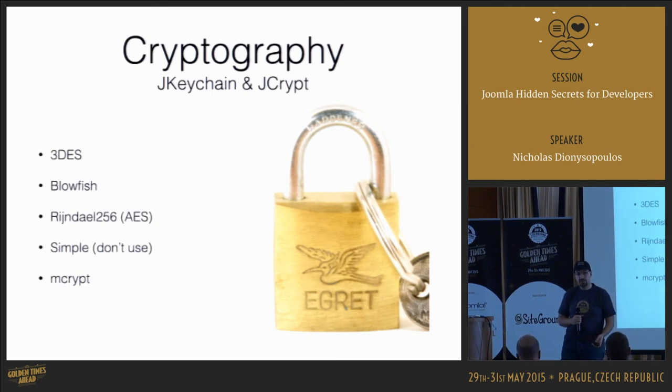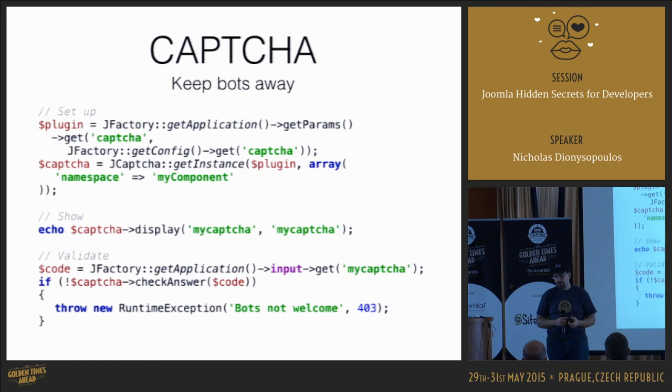JCrypt, on the other hand, allows you to easily encrypt and decrypt data using some very common methods: triple DES, don't use that, it's not secure; Blowfish; Rijndael 256, which is pretty much what AES is using, that's okay. SimpleCrypt, no, never use that, it's really bad. Or you can just hook into mCrypt and use whatever mCrypt provides. Go to the PHP documentation page for mCrypt and you will see a huge list of algorithms supported.